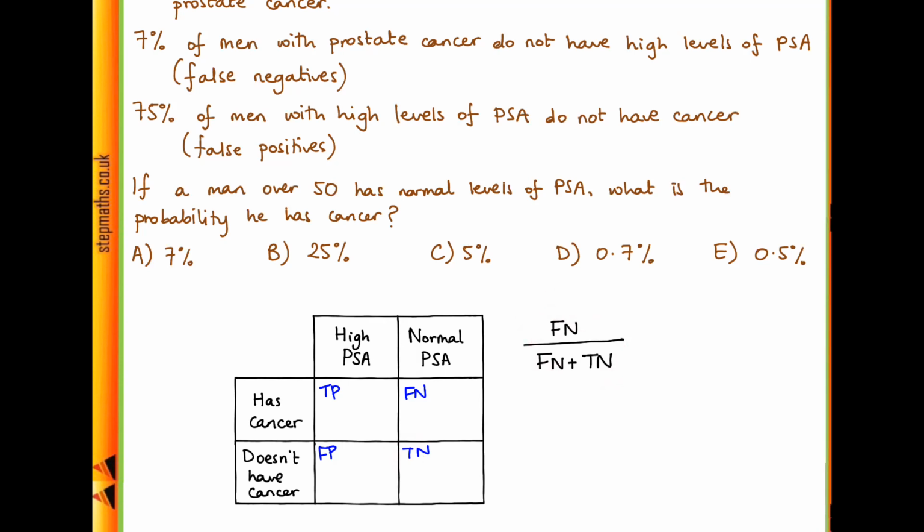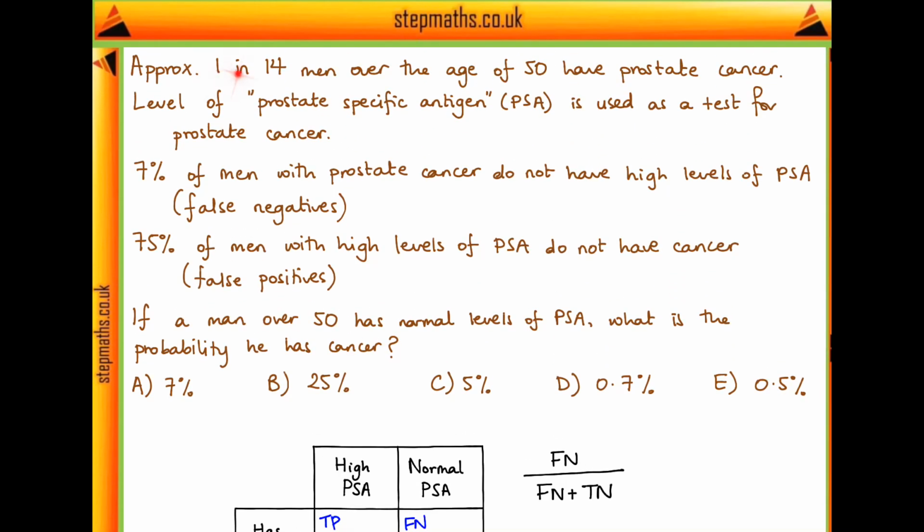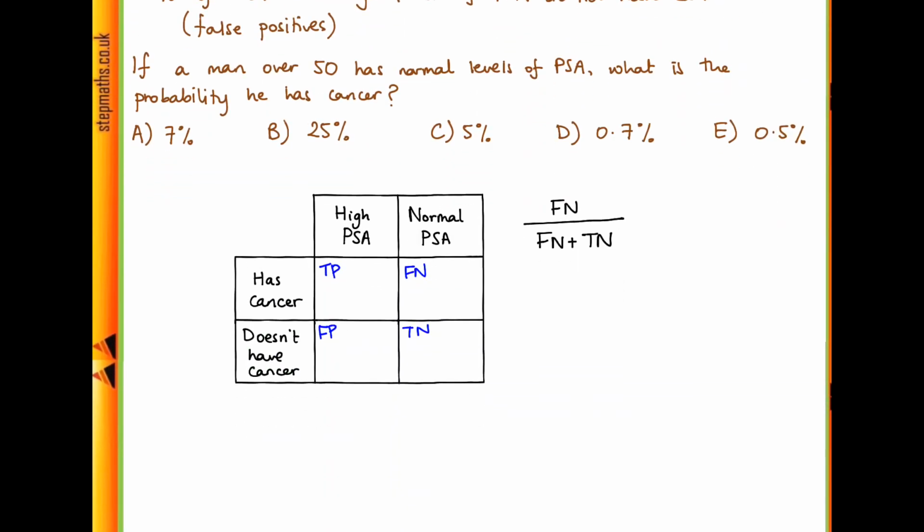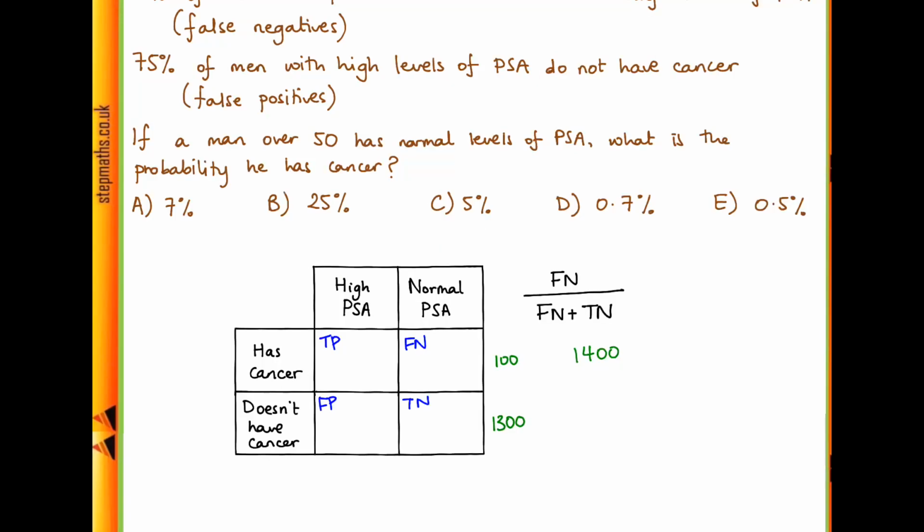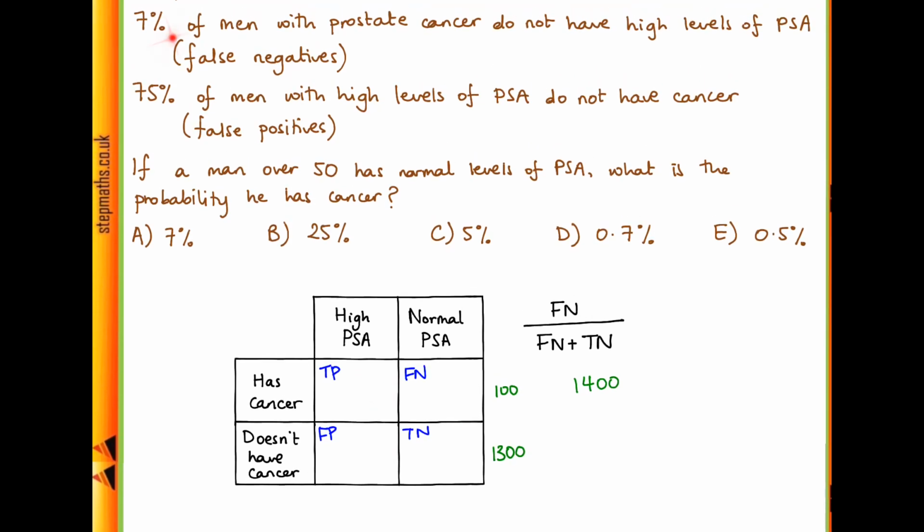So how would we figure out how many people fit into each category? Well, we're told that 1 in 14 men have prostate cancer. So if I start off with 14 men, or let's make it 1400 just to make the numbers a bit easier, 1/14 would have cancer, so that would be 100 men, and 13/14 wouldn't have cancer, so that would be 1300. Okay, so how do we fill in these boxes now? Well, we want to use the information that we're given, right?